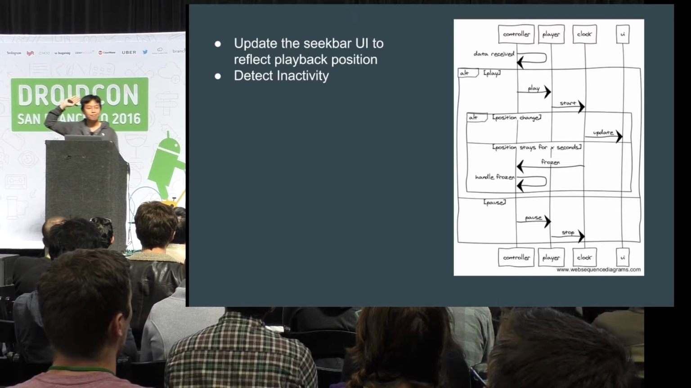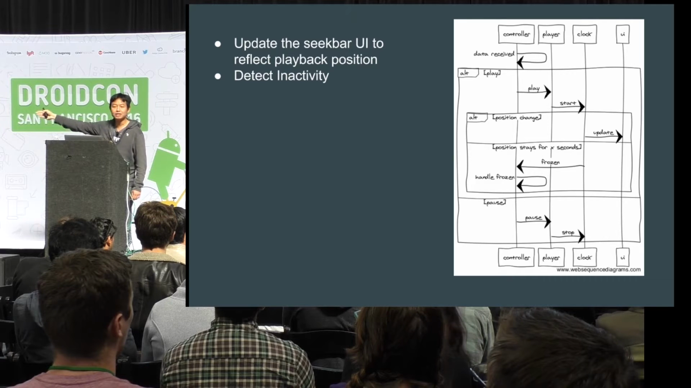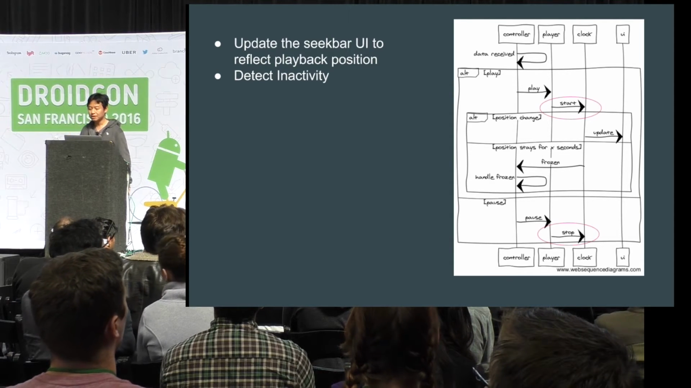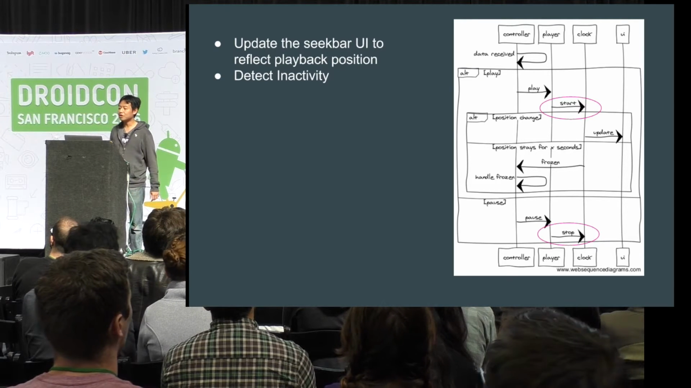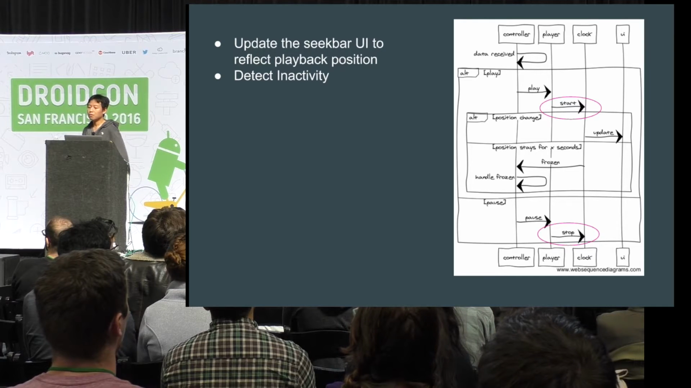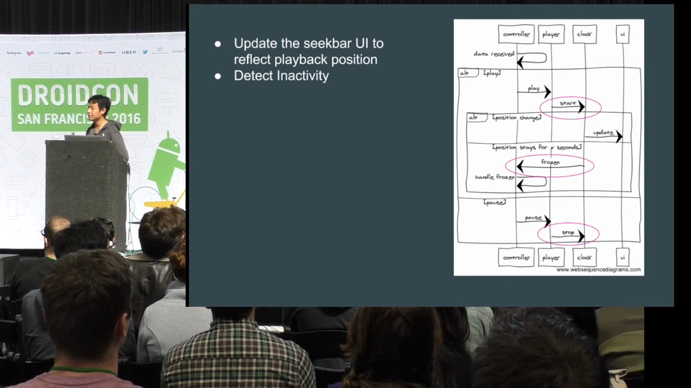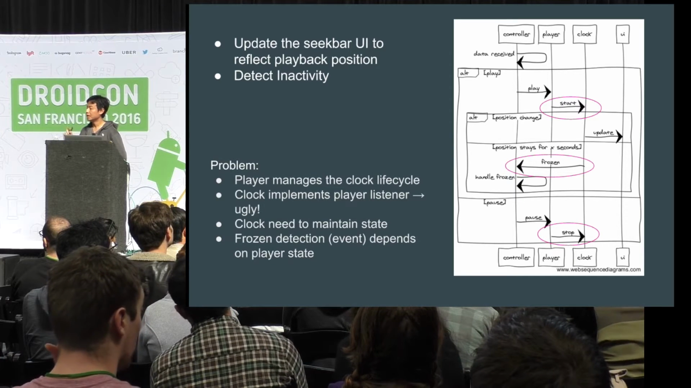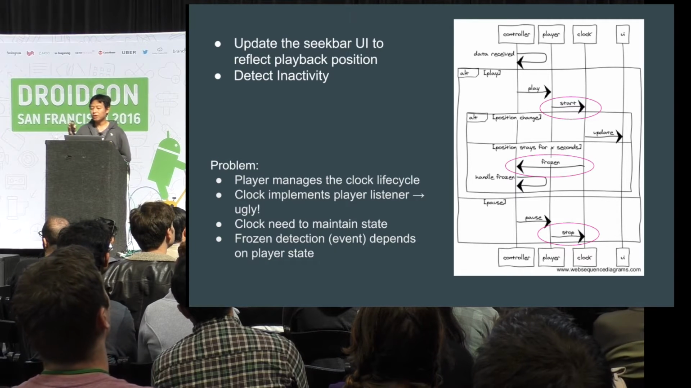So this is a sequence diagram. I trust you guys are very familiar with this. So what's the problem with this sequence diagram? I'll show you the problems. The first one is start and stop. What's the problem with that? And then the second one is the freezes. Let me tell you what the problem is. The problem is here the player tries to manage the clock. So what do we use the clock for?